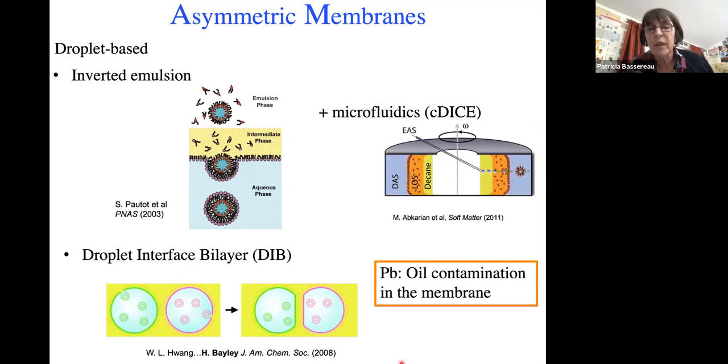But I would say the problem of this droplet system is that since it uses water in oil droplets originally, you have a risk to get some oil which is trapped into the bilayer at the end. So you can have some oil contamination, which could be a problem depending on what you want to do with your bilayer. So this is what can be done, at least in terms of lipids only.